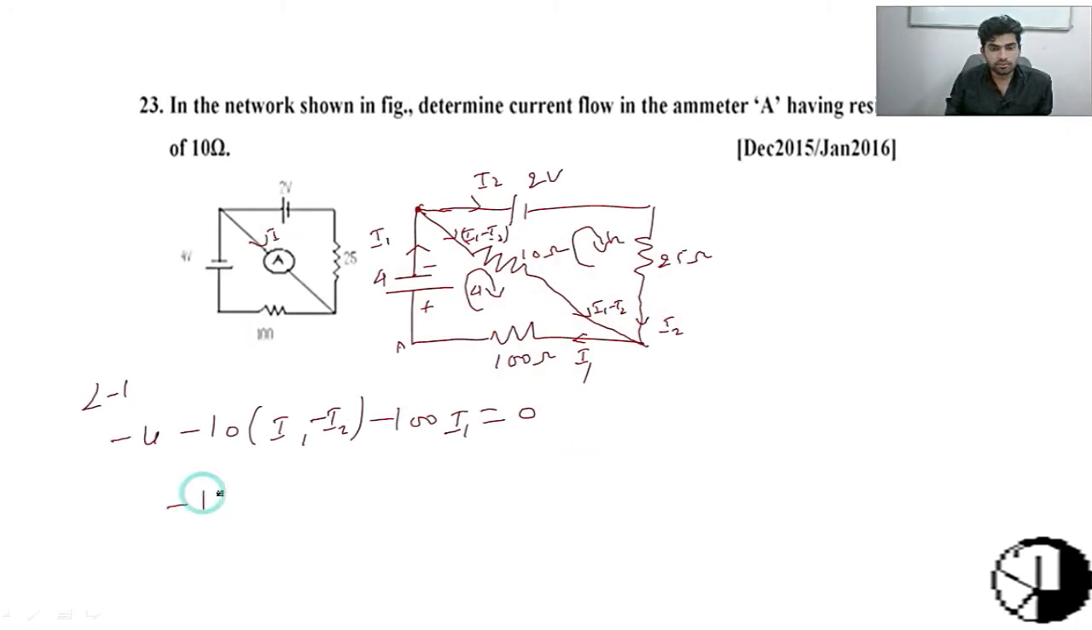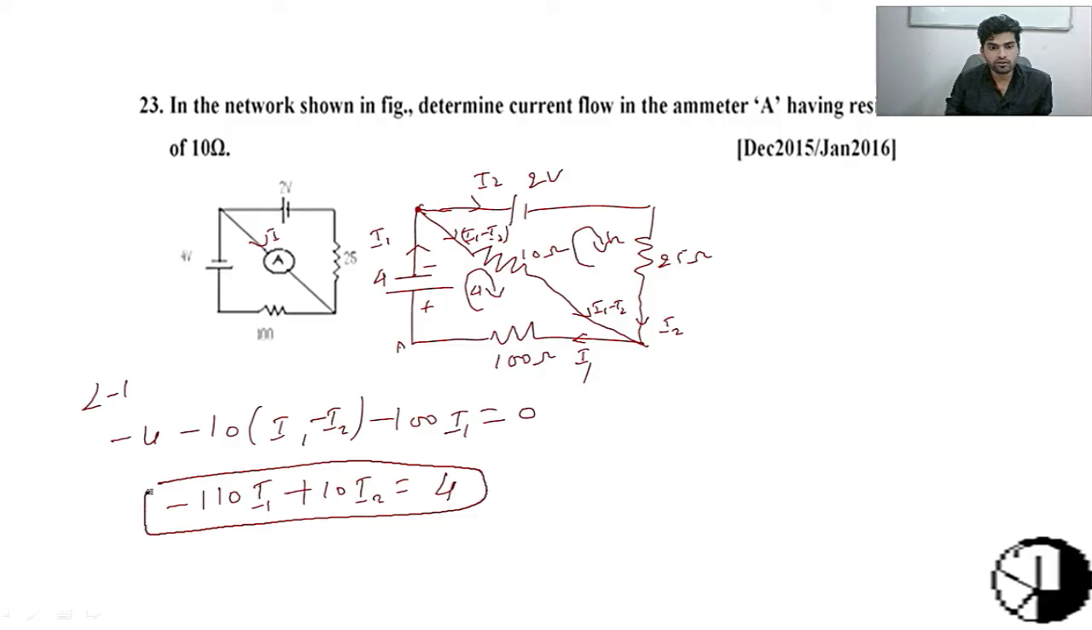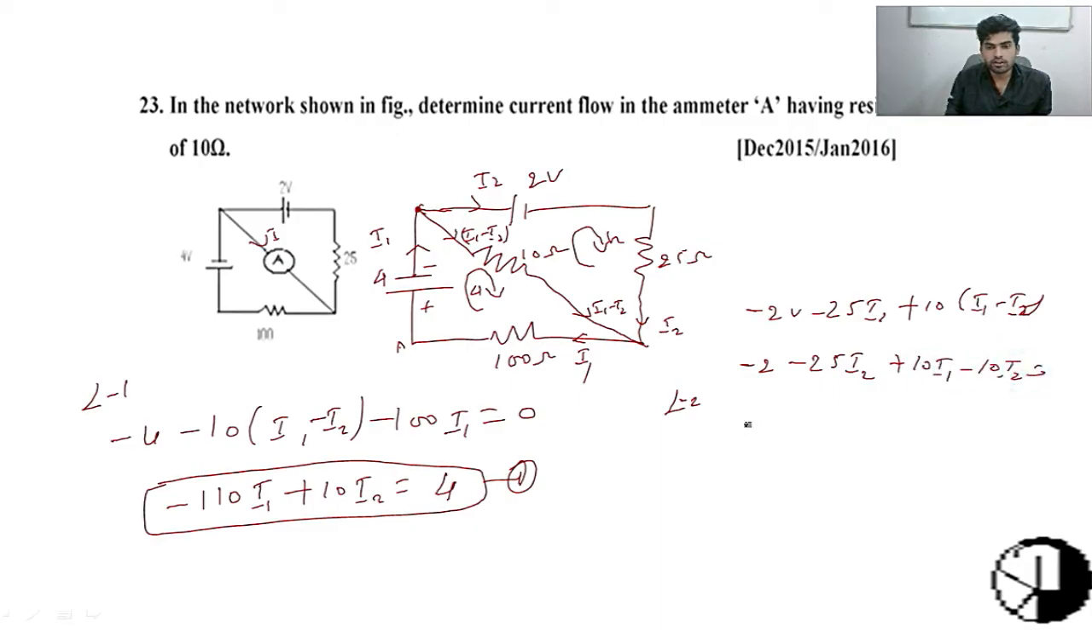Simplifying this equation, we'll get minus 110 I1 plus 10 I2 is equal to 4. This is equation number 1, and by using the calculator we'll solve the problem. Next, loop 2: minus 2 volts, minus 25 I2 plus, because it is opposing the current, 10 into (I1 minus I2). So minus 2 minus 25 I2 plus 10 I1 minus 10 I2 is equal to 0. Minus 35 I2, and I'll take 10 I1 here, is equal to 2. Equation number 2.